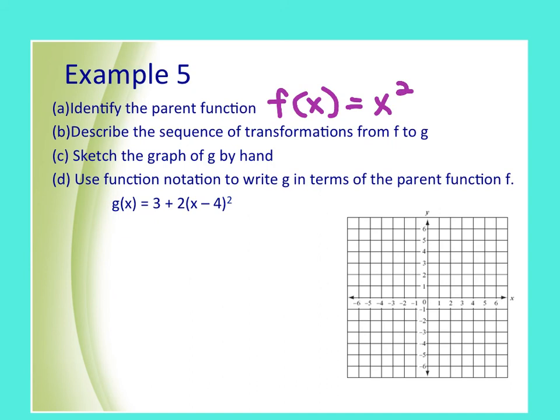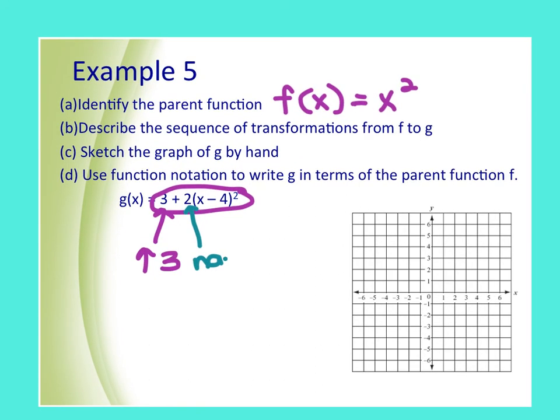What changes took place from x squared to this? So what's the 3 at the front doing? It's a vertical shift up 3 places. What's the 2 on the front of the parentheses doing? Narrow or stretched. What's the -4 underneath doing? Right 4. So I go right 4, up 3, plot my point, make it a narrow parabola.